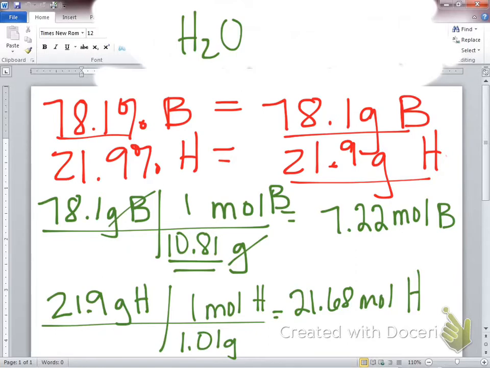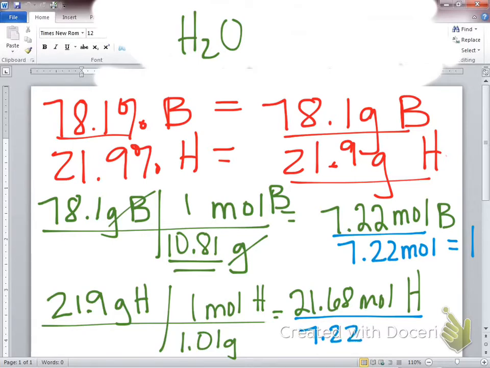So this is what we're going to do for boron and hydrogen. We're going to compare our mole ratios. And the way we do that is we're going to divide each of these numbers of moles by our smallest. So we're going to take the smallest number of moles we have, which is boron, 7.22. We're going to divide this by 7.22 moles, and we get 1, right? We should always get a 1 somewhere. And we're going to divide hydrogen's mole value by the smallest, 7.22, to get a ratio.